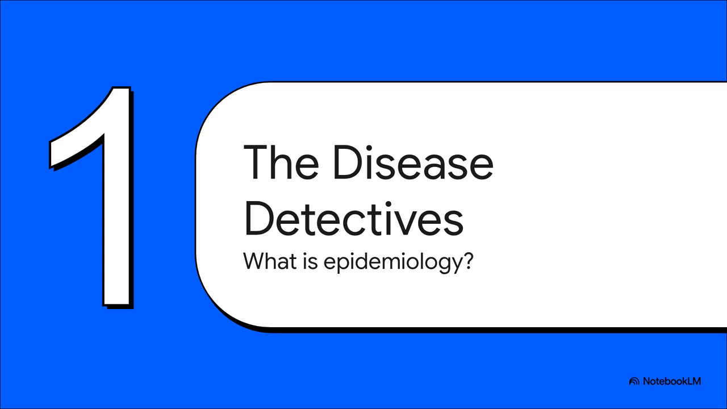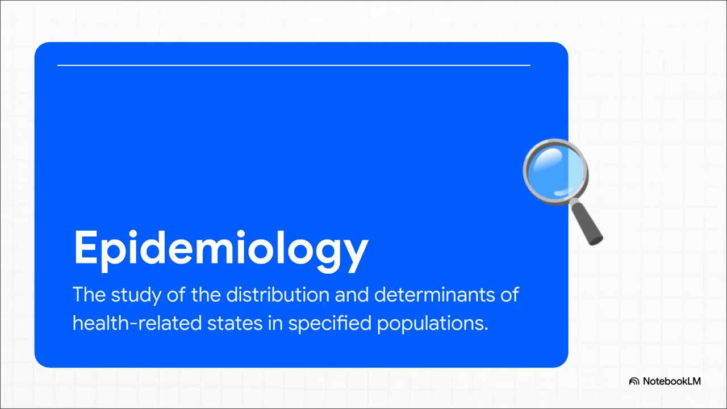Okay, first things first, who exactly are these disease detectives, and what is their mission, really? So this is the official kind of wordy definition. Let's break it down. Distribution. That's just detective speak for the who, where, and when. Determinants. Well, those are the why and the how. But you know, the most important part is right there at the end. This isn't just about studying problems, it's about taking action to solve them.